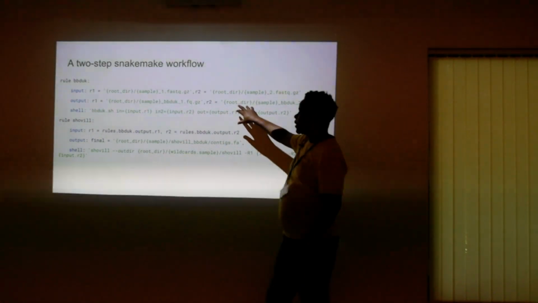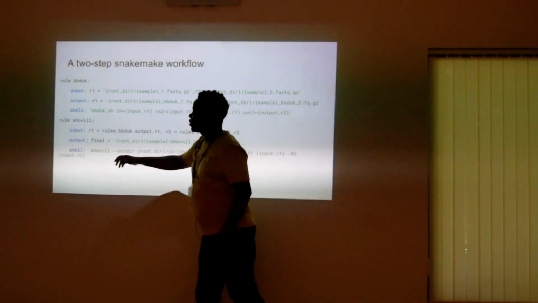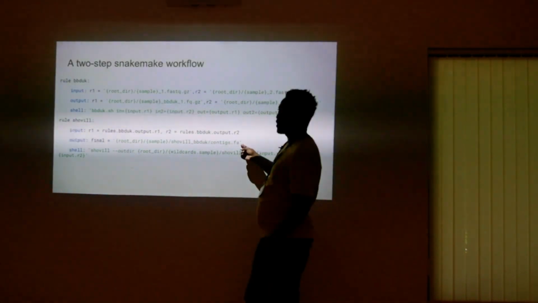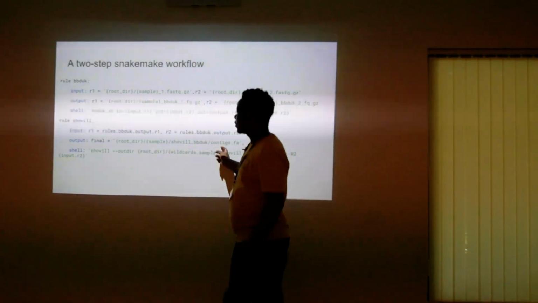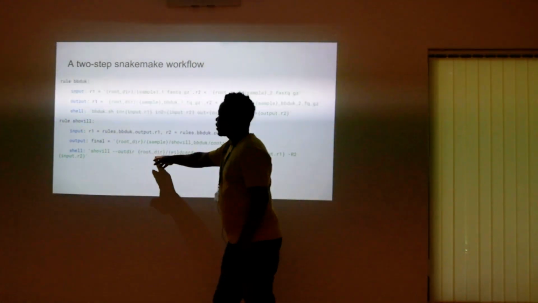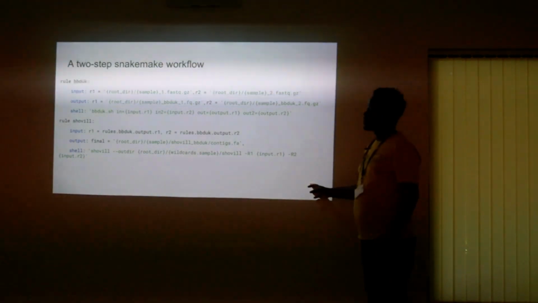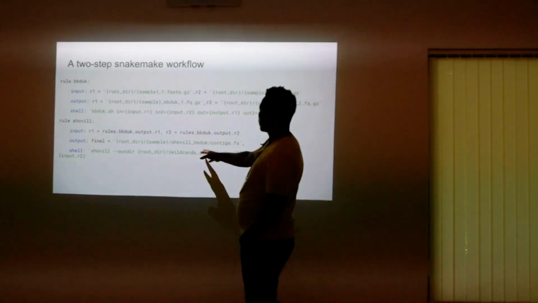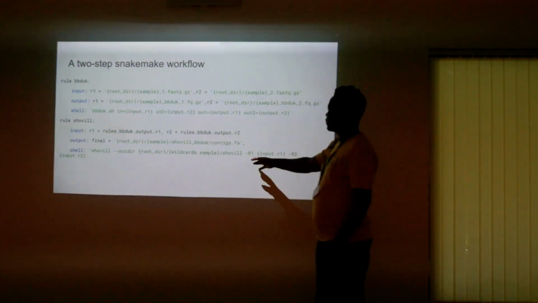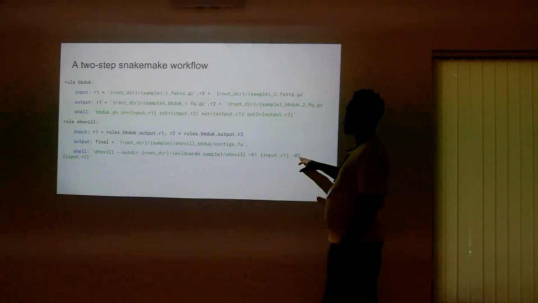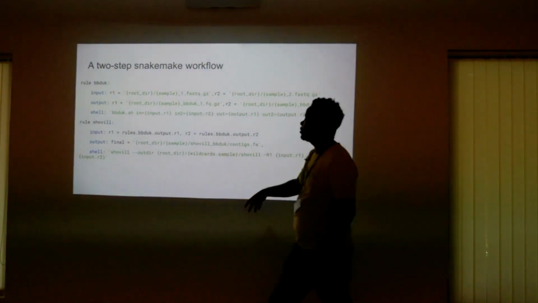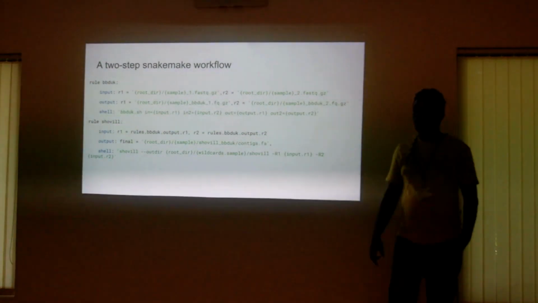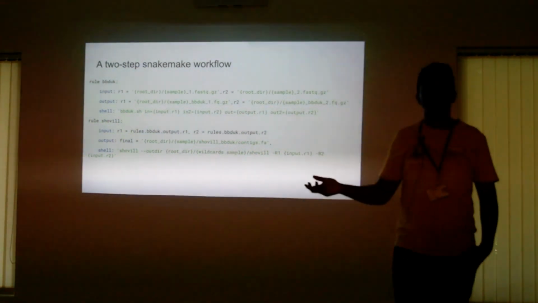And our output, which we call final there, will be this file, again abstracting our root directory. And this is the shell command that we want to execute. This is the shovel command we want to execute. So we provide our output directory, we abstract our sample names, we provide our input.r1, and R2 is our input.r2, which we get in from here. So that's a two-step workflow in Snakemake.